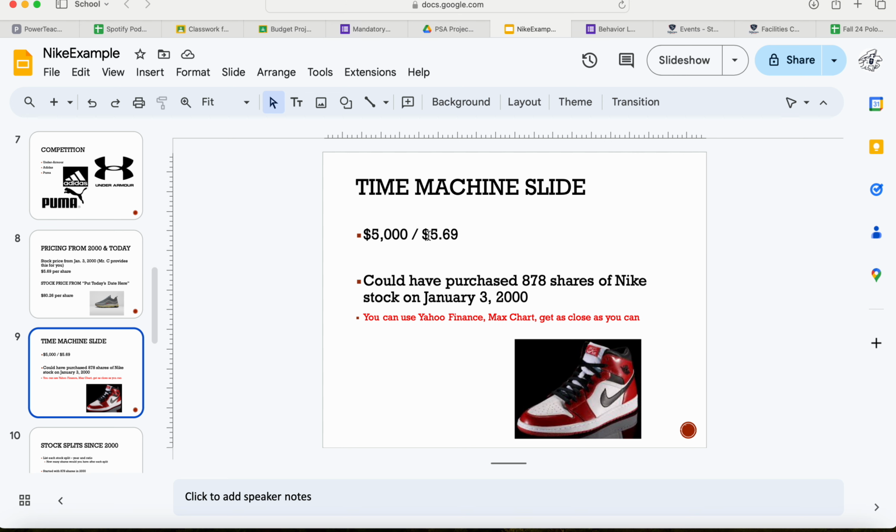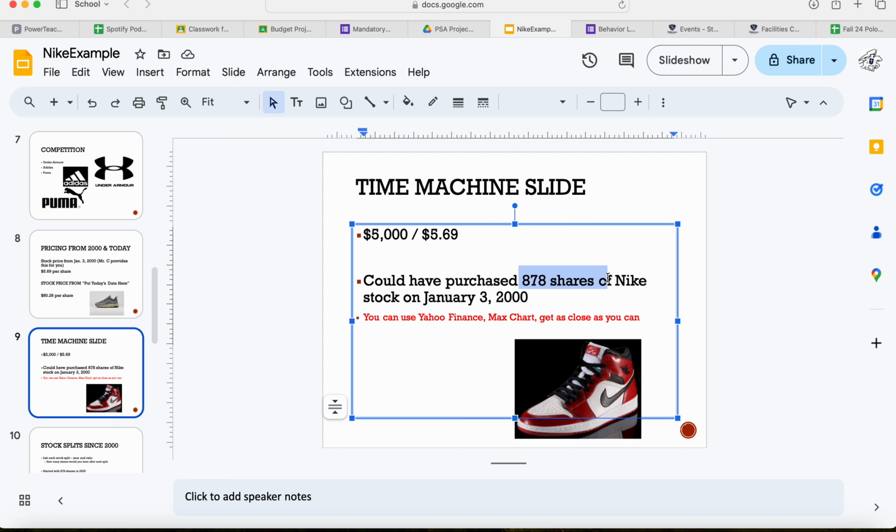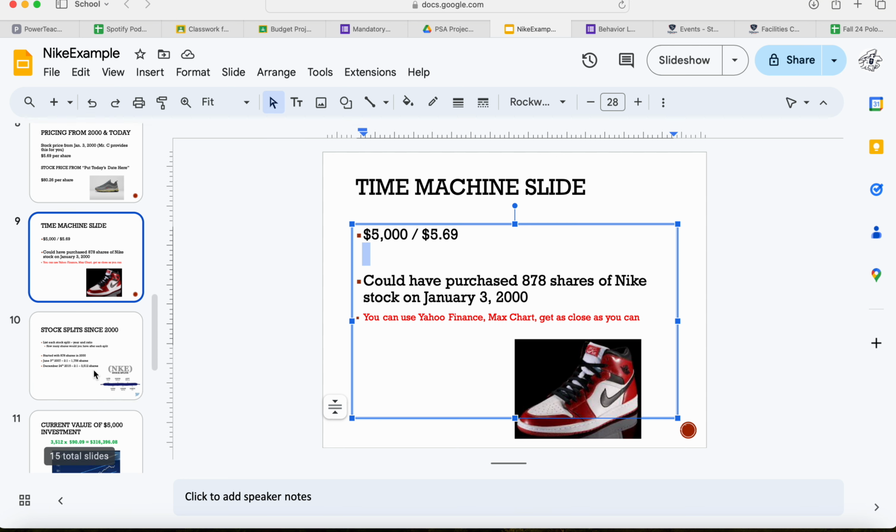So I'm going to take $5,000, divide that by $5.69, which was the cost of one share back January 3rd of 2000. That allowed me to buy 878 shares of Nike stock. Man, I wish I would have done that. That would have been awesome. I didn't do it, but that's okay. We're going to act as if we do, to see what our investment's going to turn into.